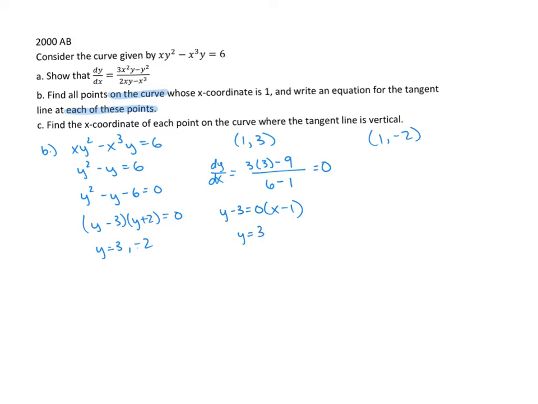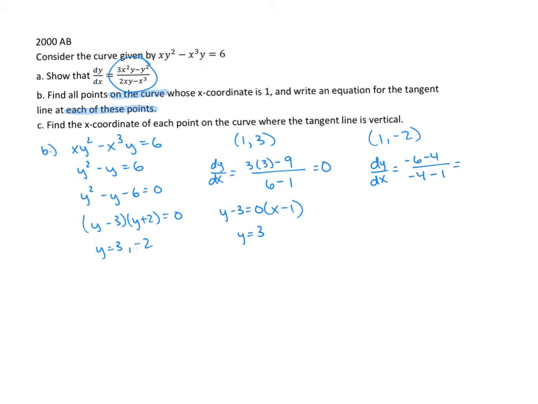Okay, looking at the other points, so at 1, negative 2, we need to do the same thing. So what it is that I'm doing here, if you missed what was going on, I'm taking this expression for dy dx, and I'm plugging in my point x comma y in for x and y in the derivative. So I have my dy dx, and if I plug in 1, negative 2 in for x and y, I'm going to get negative 6 minus 4 over negative 4 minus 1.